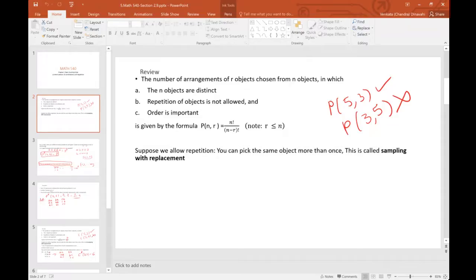This is going to completely change if you can pick the same object more than once. That means if I can pick the same thing over and over again, then even P of 3 comma 5 makes sense, because I can pick the same item as many times as I want. This is called sampling with replacement or repetition, whatever you want to call it. I will explain with the help of an example.